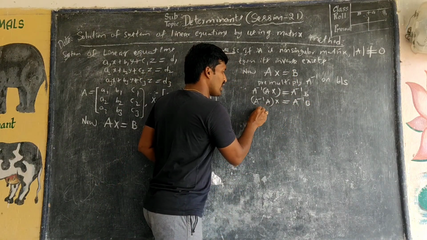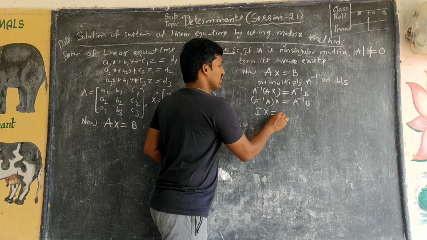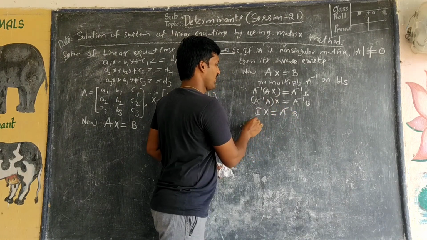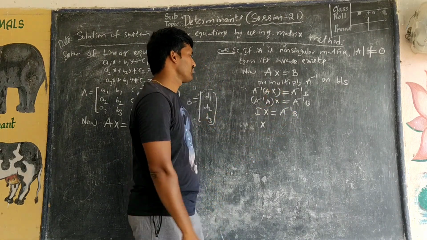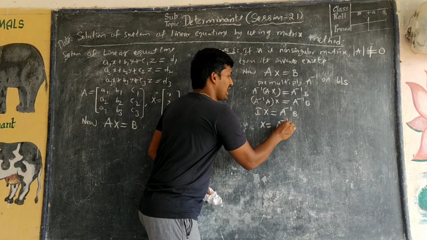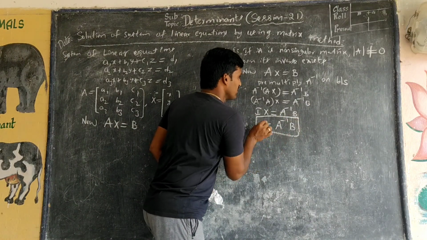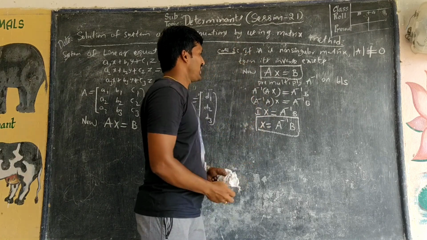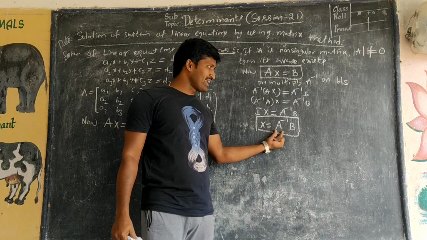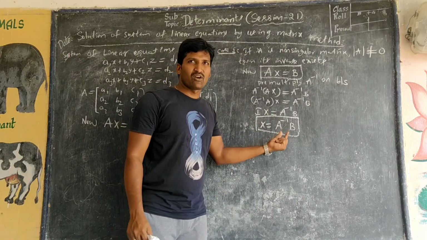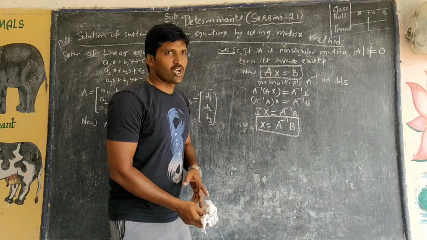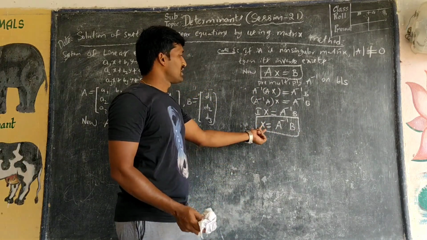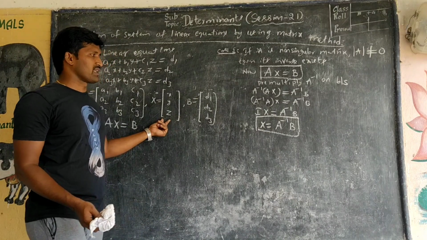Here A inverse into A, we know already what? Identity matrix into X equal to A inverse into B. I into X will give X only. X equal to A inverse into B. Now from AX equal to B, we got the X matrix. How to find it? The product of the inverse of A into the B matrix. The combination of these two, the product, will give the solution matrix, that is the X matrix.